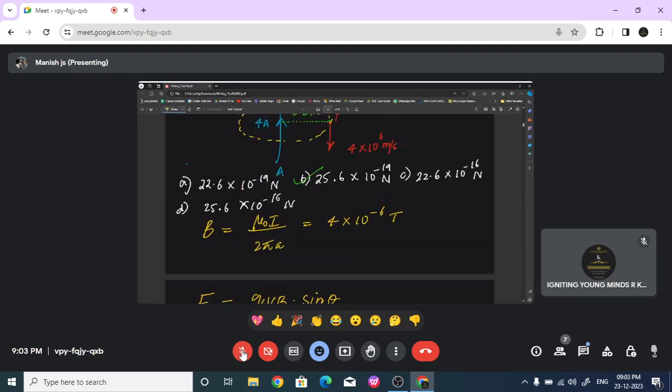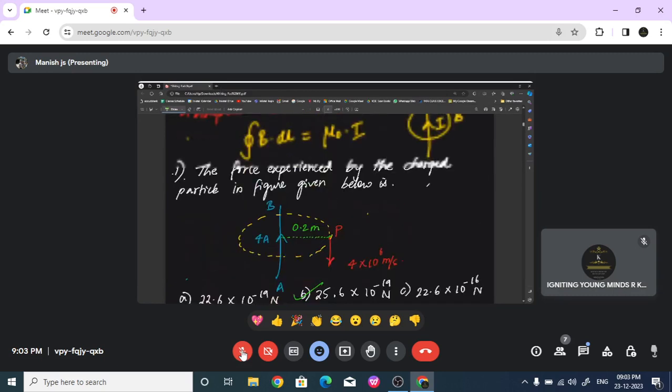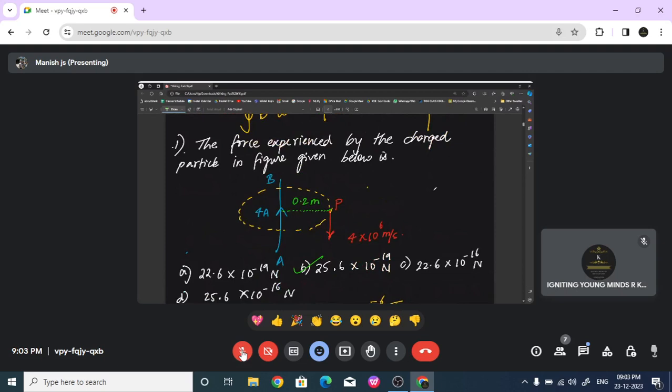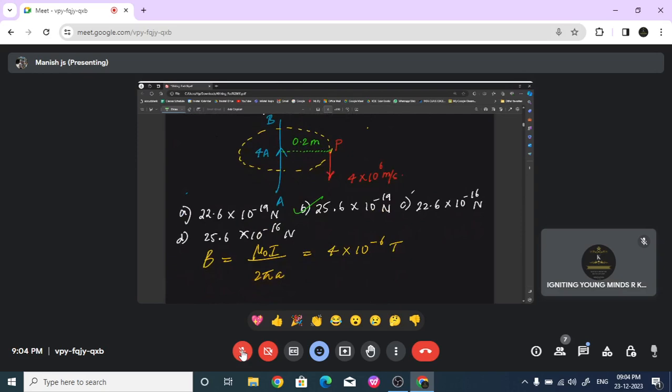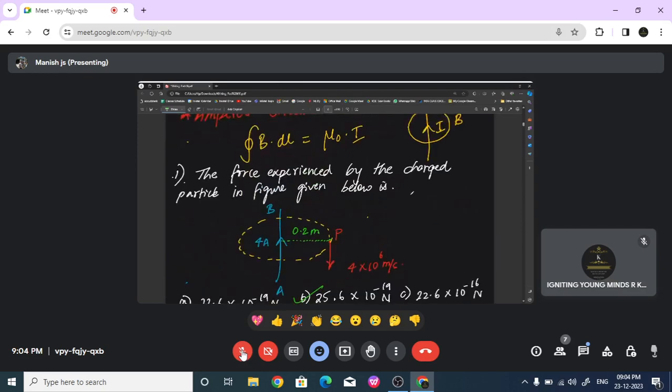So it might not seem easy at the first go, but when you get hands on it, when you get the practice, you will get it. So the idea here is: first, find out what is the magnetic field. Whenever you have a straight current carrying conductor and the distance is given and you have the velocity also, first you will find out the magnetic field and then you will find out the magnetic force. Sometimes they may also ask Lorentz force. In that case, they will give you electric field value.